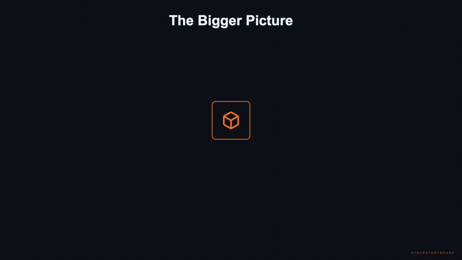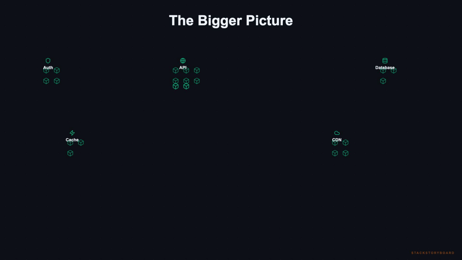So let's zoom out. Why does all of this matter? Because this is how modern software actually runs. When you use Netflix, Spotify, or Uber, you're not hitting one big server. You're hitting hundreds, sometimes thousands of containers, each one running a small, isolated piece of the system. They scale independently, they fail independently, and they deploy independently, which means teams can ship updates without taking down the entire application.